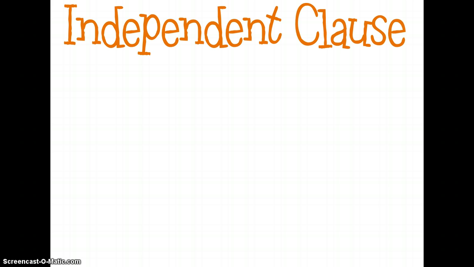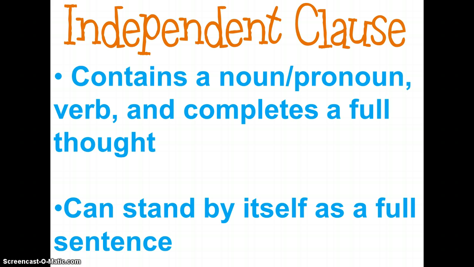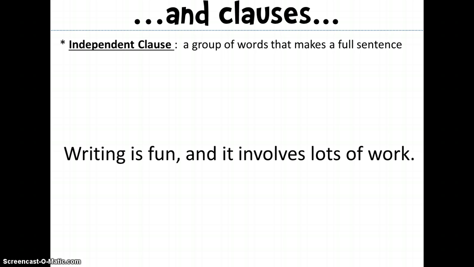This is important when we think about clauses. An independent clause contains a noun or a pronoun acting as a subject, a verb, and it completes a full thought. This means that it can stand by itself as a full sentence. So that term, independent clause, is really a synonym for full sentence. All right, so if we're thinking about clauses, it's important to look at a sentence that contains some independent clauses, or groups of words that make a full sentence.